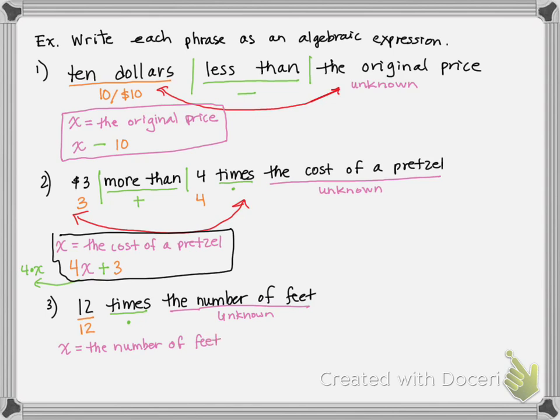Okay, so no switcher phrase this time. So I'm going to have 12 times the number of feet. So it would just be 12x. And remember that this means the same thing as 12 times x. Okay? And there we go. Let me just box that up, and we are done.